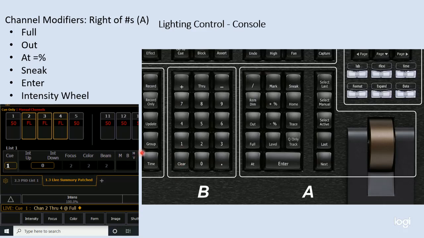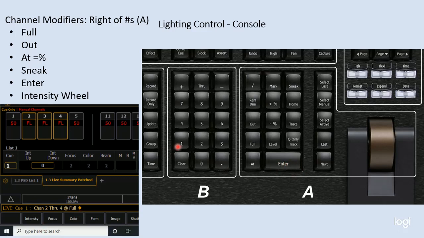Right? So we make a selection, and the channel modifiers are to the right of the numeric keypad. The biggest key here is the enter key, and the enter key follows every command. Anything you do in Ion or EOS, you're going to want to hit the enter key after that. There are very few exceptions to that, and we can go over one of them here.